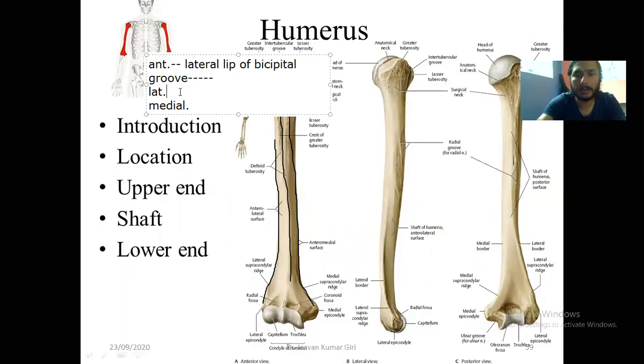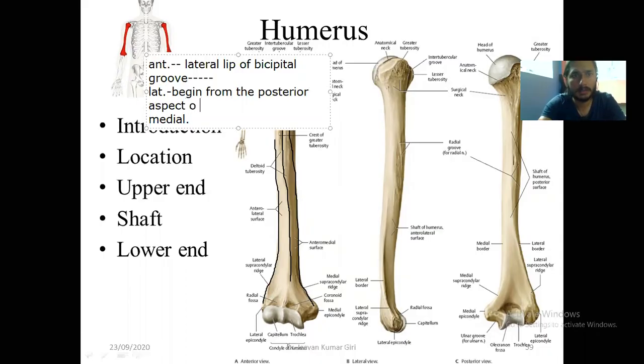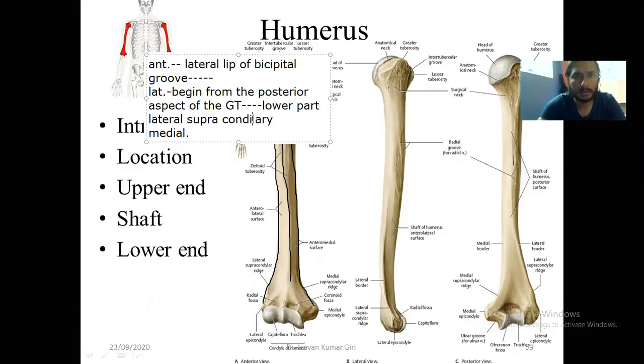The lateral border will begin from the posterior aspect. So it begins from the aspect of the greater tubercle, and in the lower part forms the lateral supracondylar ridge. So you can see this prominent margin in the lower part. So this is the lateral supracondylar ridge.